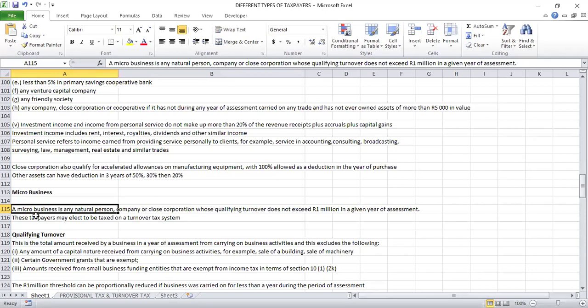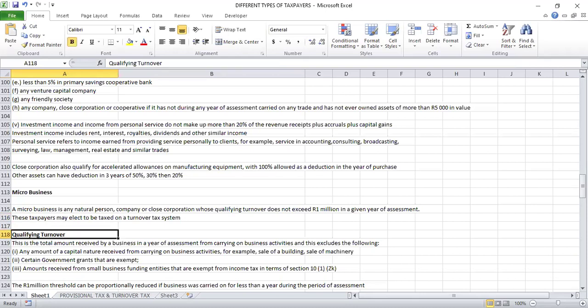So as long as you qualify, then you can be taxed on a turnover tax system. Now, if you are taxed on a turnover tax system, you will not be taxed on the taxable income, but you'll be taxed on turnover. Right. What is qualifying turnover?